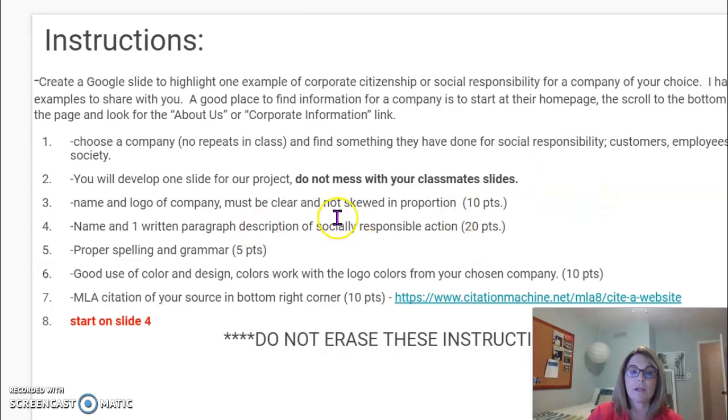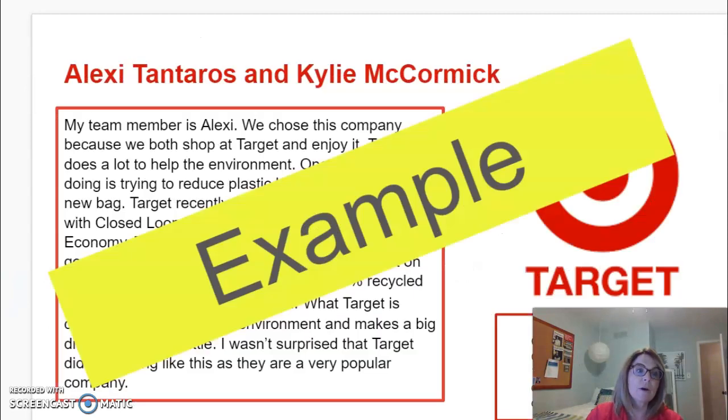We're looking for proper spelling and grammar, good use of color and design, and then also we need an MLA citation in the bottom right-hand corner. And here is a link that's going to help you out with that. So we're going to go on to slide 3 and take a look at a perfect example.